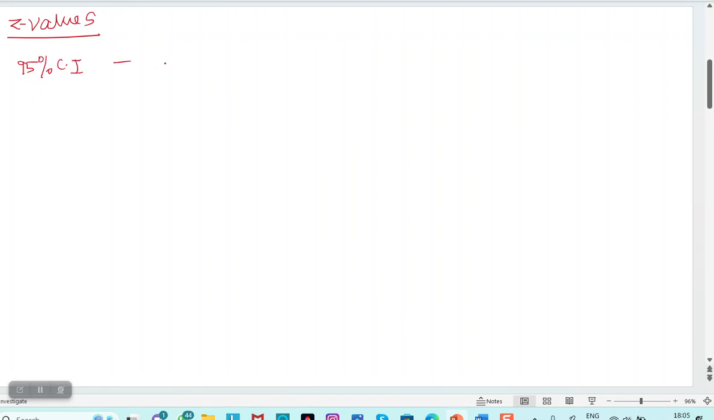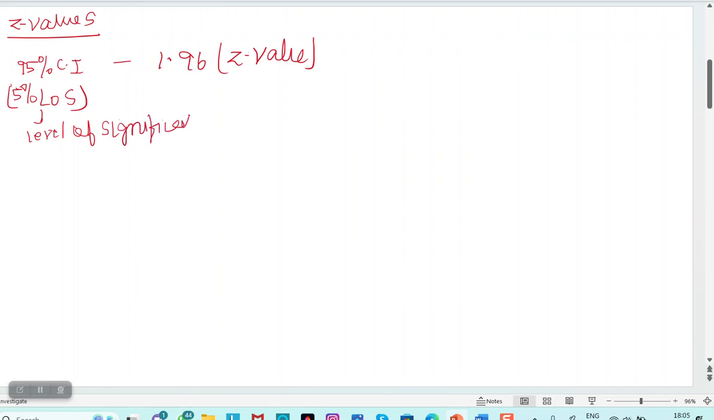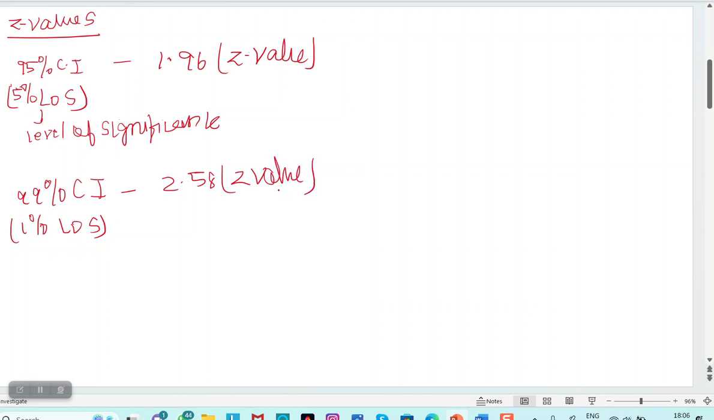the Z value is 1.96. Also remember one thing, 95% means 5% level of significance. This is called level of significance. Similarly, for 99% confidence interval, which is 1% level of significance, the Z value is 2.58. This is something to remember.